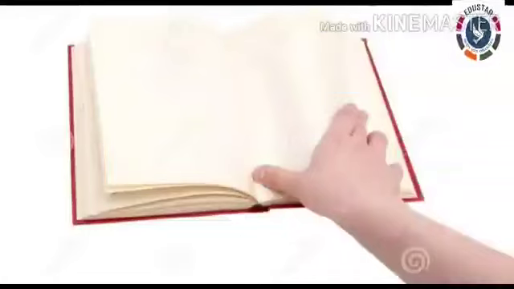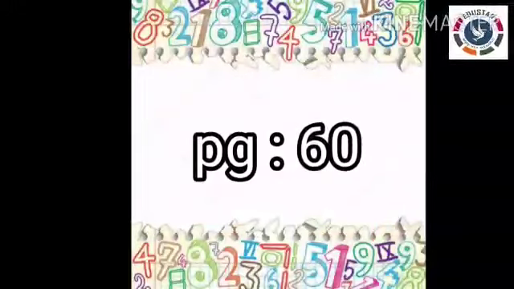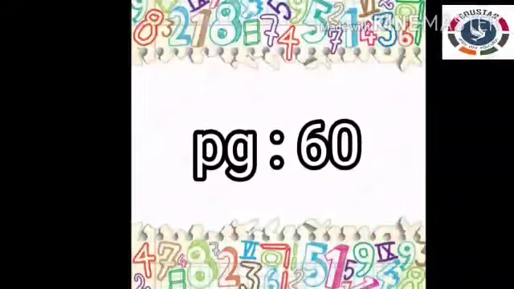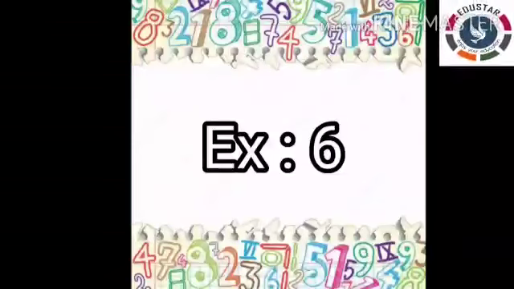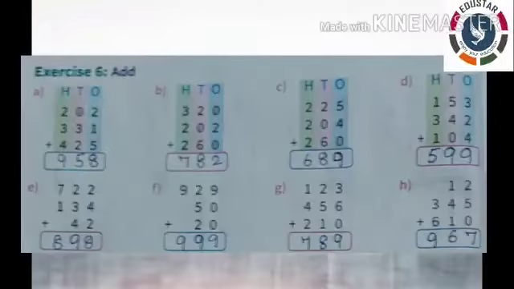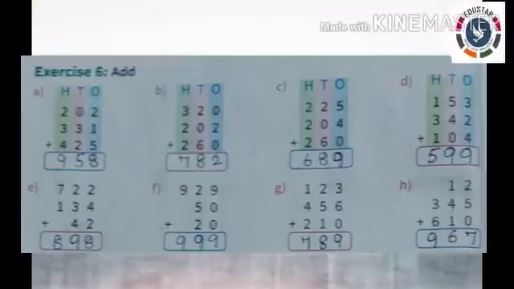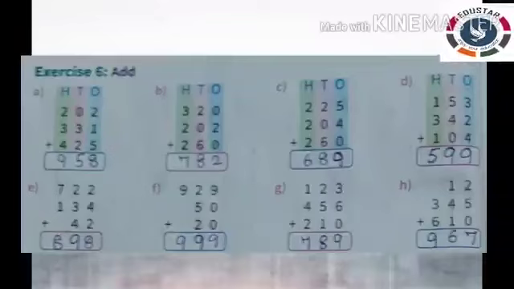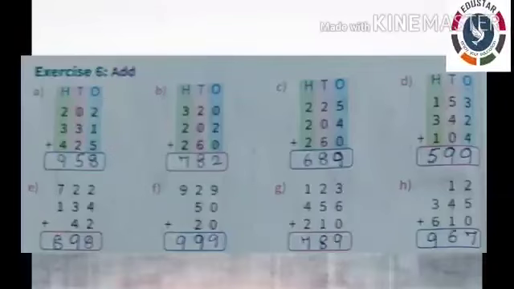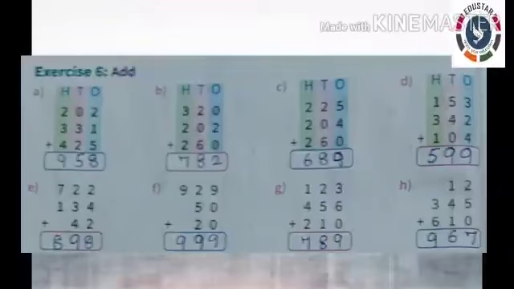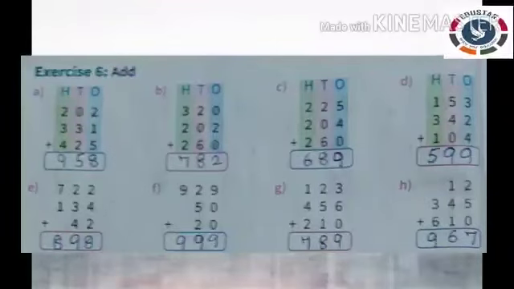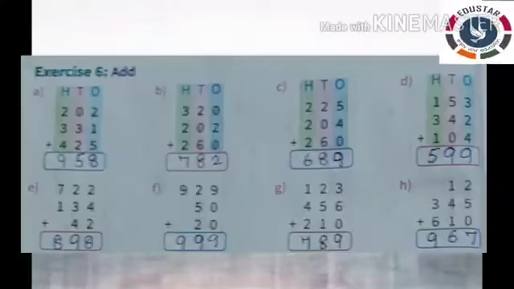Now turn to page number 60, exercise 6. Sums A to H. Check your answers with the help of the screen. Everybody, you checked your answers? Okay. Shall we move on to your next exercise?